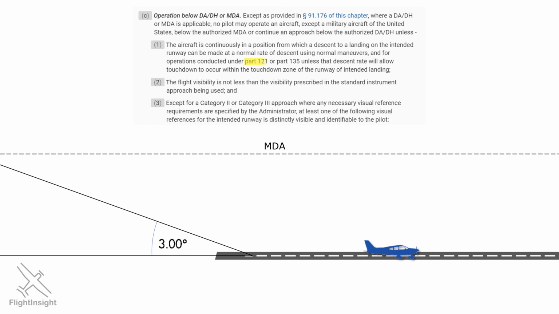Commercial operations under Part 121 and 135 require the descent rate to take the aircraft to the touchdown zone, which is the first 3,000 feet of runway. If we're Part 91, we don't need to follow this, but an argument could be made that landing past the first 3,000 feet of runway isn't exactly a normal maneuver, as the spirit of the reg seemed to call for.